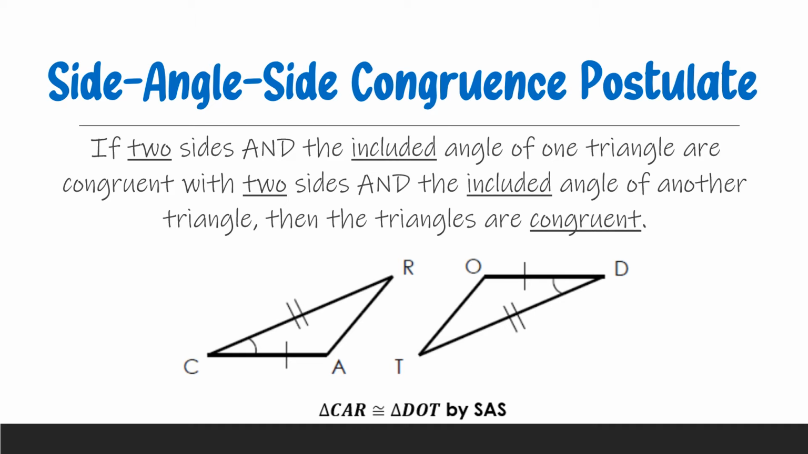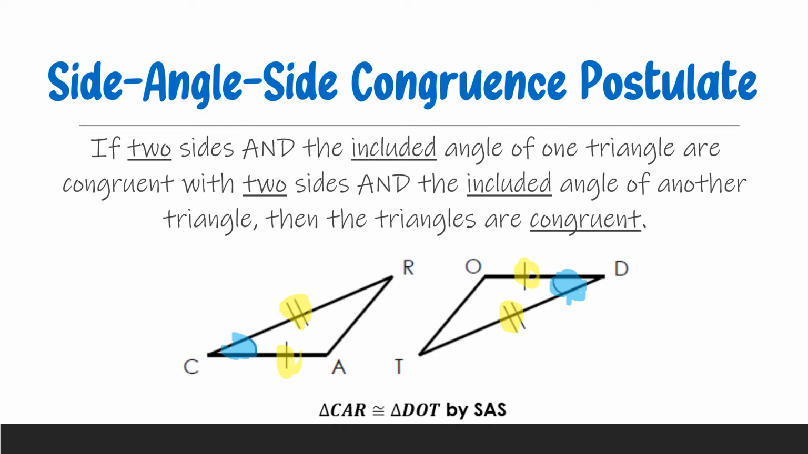So we're looking at two sides. If you look at this diagram, you can see we have AC and OD, and then a second side, CR and DT. The angle has to be included, and what that means is it's the angle that is formed by those two sides. So that would be angle C in this case and angle D in this other case. So side, angle, side, it's listed in that order because the angle must be between the two sides. And if that exists, then you can conclude that the two triangles are congruent by side, angle, side.